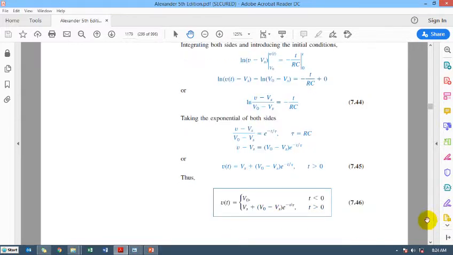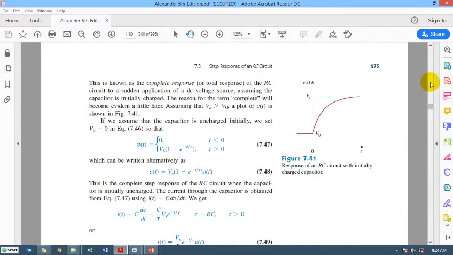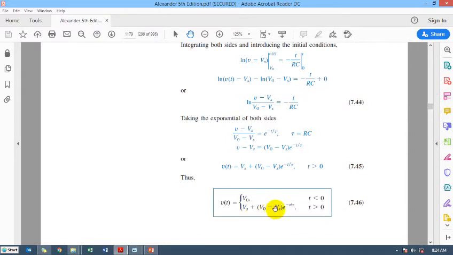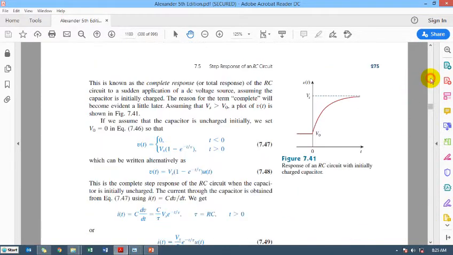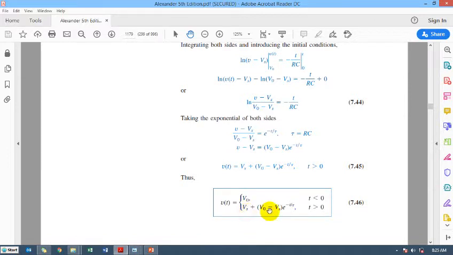What equation is important? This is the complete response, and it can be divided into two types of classification: natural response and forced response. The natural response is the part in the bracket, which has an exponential and is going to die out. The complete response is definitely the addition of these two things. The forced response is this plus this, because Vs is involved, but this is going to be the natural response.